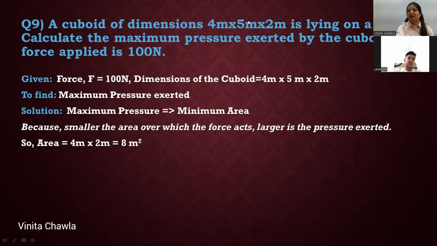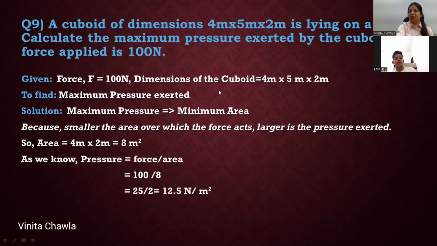If we choose 5 and 2, what area do we get? 10. If we choose 4 and 5, we get 20. When we choose 4 and 2, we get 8. 8 meters square is the minimum area we are getting. Right?